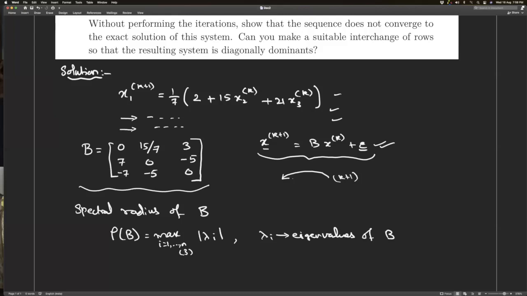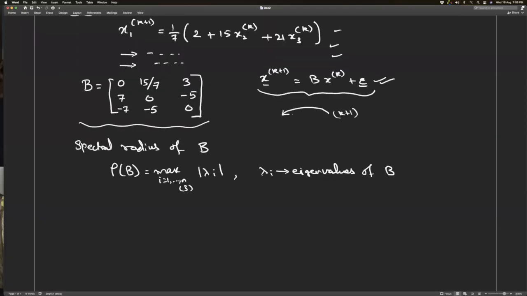You can see that the eigenvalues of this matrix B are given by lambda 1 equal to 2, lambda 2 equal to 3, and lambda 3 equal to minus 5. Therefore, the spectral radius of the matrix B is 5, which is obviously greater than 1. That implies that the Jacobi sequence doesn't converge.